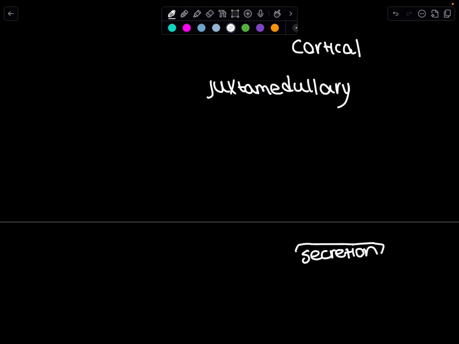Got it. I'll keep it tight and efficient. Anything specific about secretion or reabsorption you want me to hit next? Well, explain to me the differences.